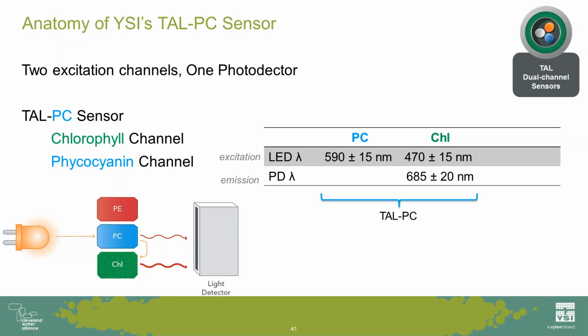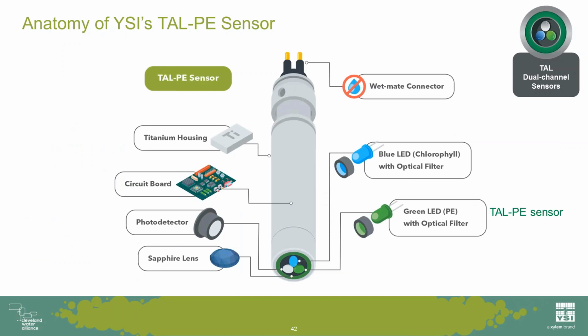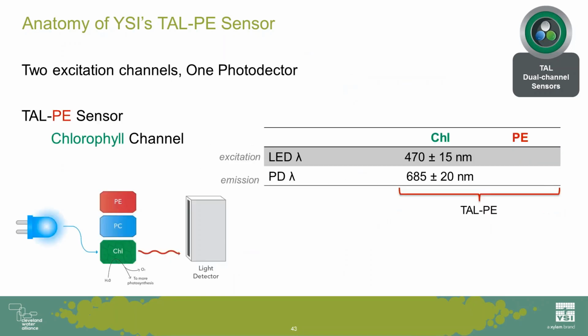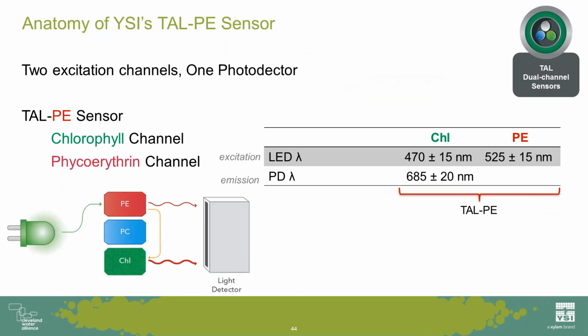This is very unique to YSI sensors and is among the reasons that our sensors are really, really sensitive. We use the phycobilisome as a signal amplifier and only detect chlorophyll. The same principle happens with the total algae phycoerythrin sensor, which has a green LED. The chlorophyll channel works exactly as we just discussed, but the phycoerythrin pigment is excited by a green light at about 525 nanometers. The transfer of energy to chlorophyll and the emission of light from chlorophyll is what the photodiode sees.